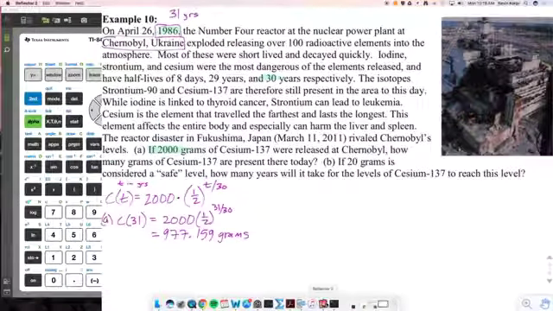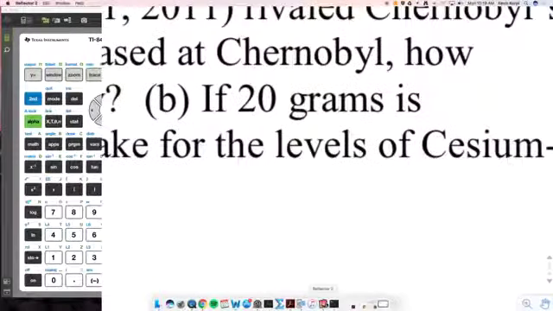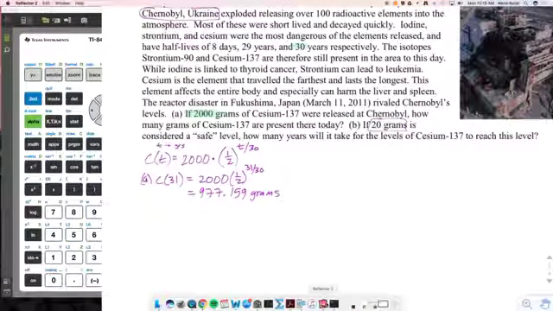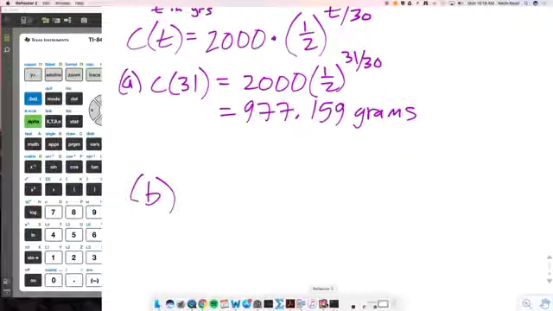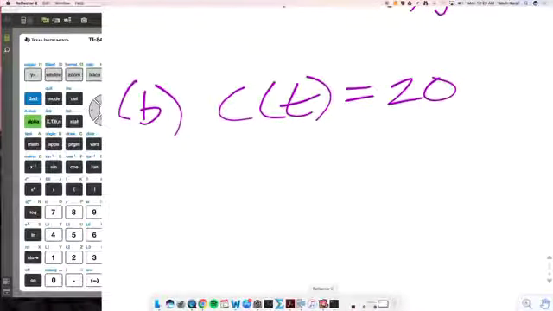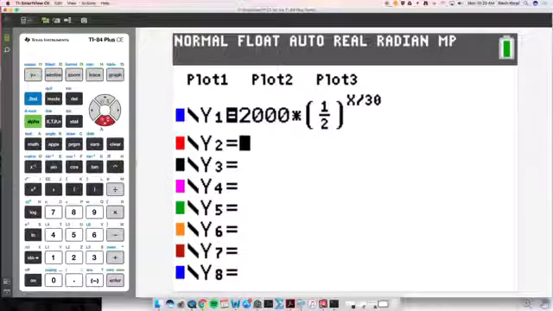All right, so then the follow-up question here. If, in fact, 20 grams is the largest level at which it's considered safe to live in the area, then how many years is that going to take for us to get to that point? Well, in that case, now we're going to set C of t equal to 20 and solve for t. And so on your paper, you're going to show me C of t equals 20. And in Y1 or Y2, some place that's open, you already have the other equation in Y1. You're going to type 20.